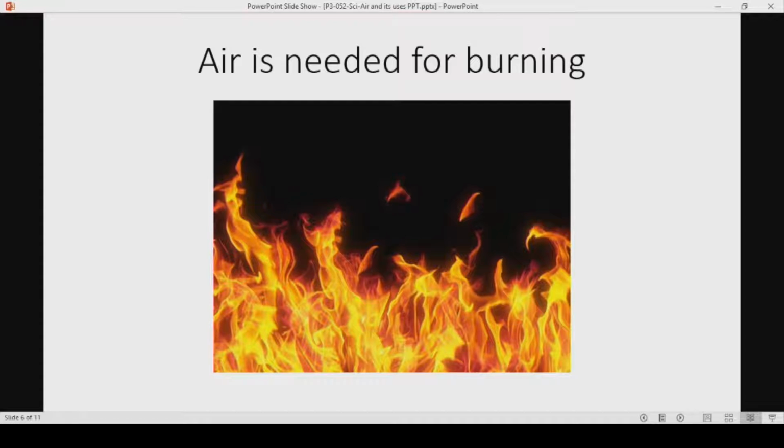Air is needed for burning. Yes. Remember that video we seen with the fire, and then when we put the glass over the top, the fire went out because oxygen. No oxygen, no fire.